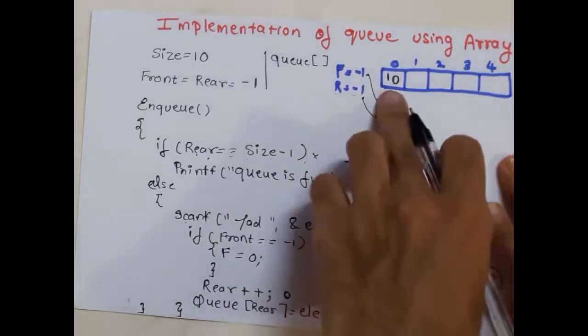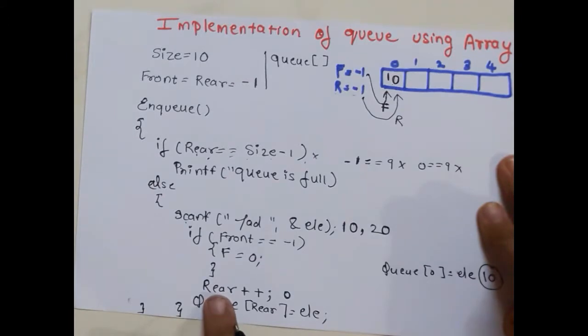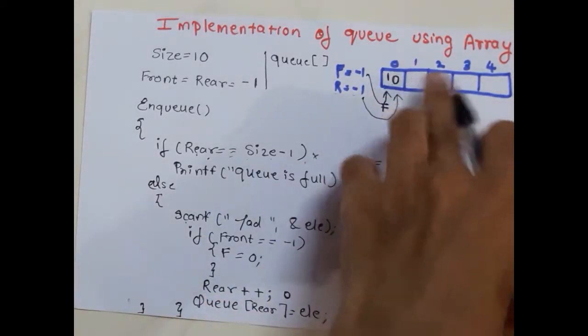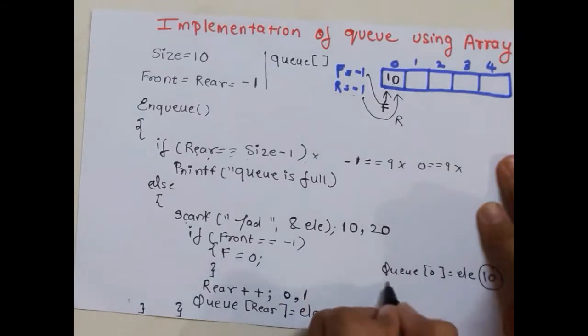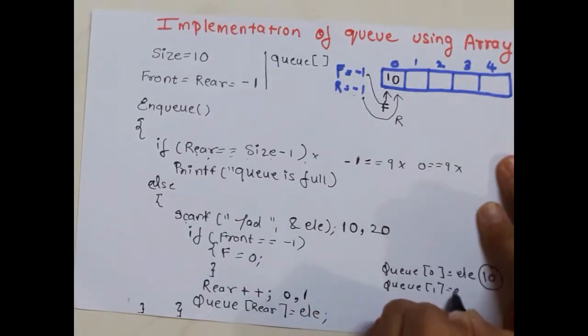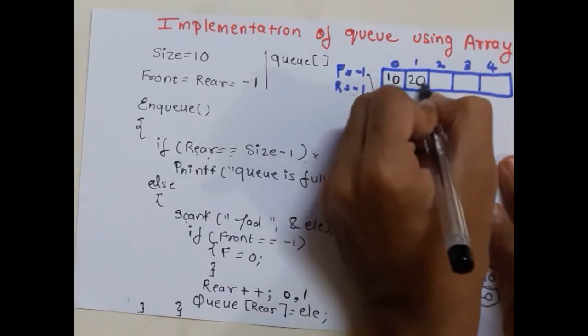Front is at 0. Rear plus plus. Rear is at 0, now it will point to 1. So q of 1, rear is 1. So q of 1 equals element, and element is 20. Okay, so 20 will be inserted here.